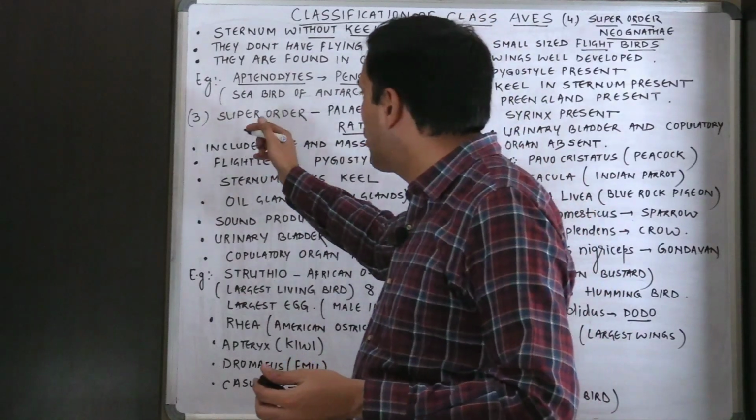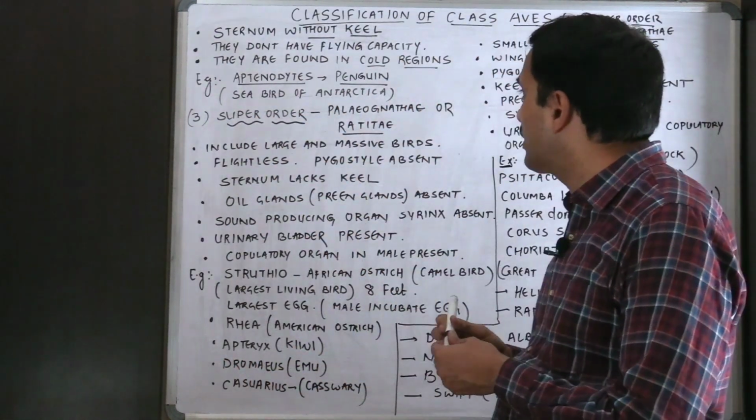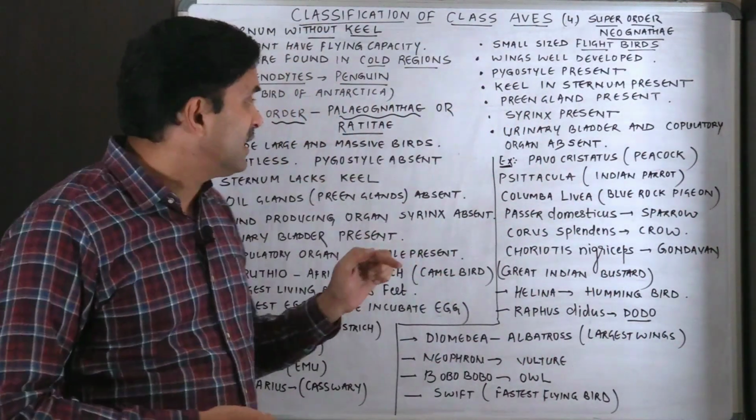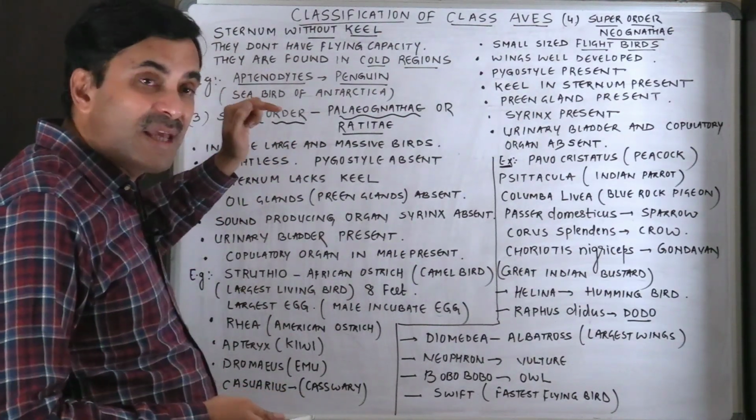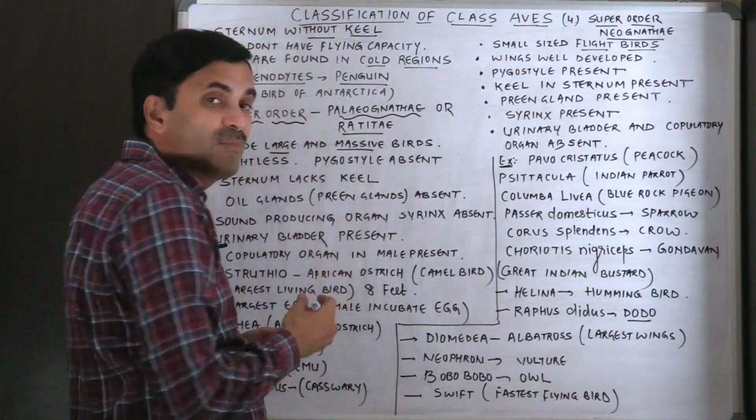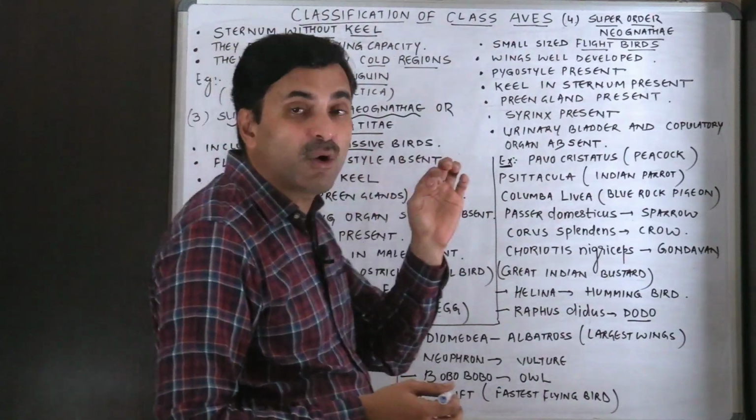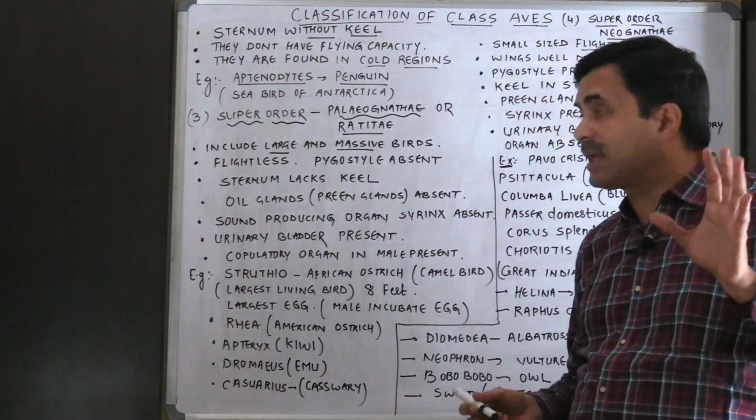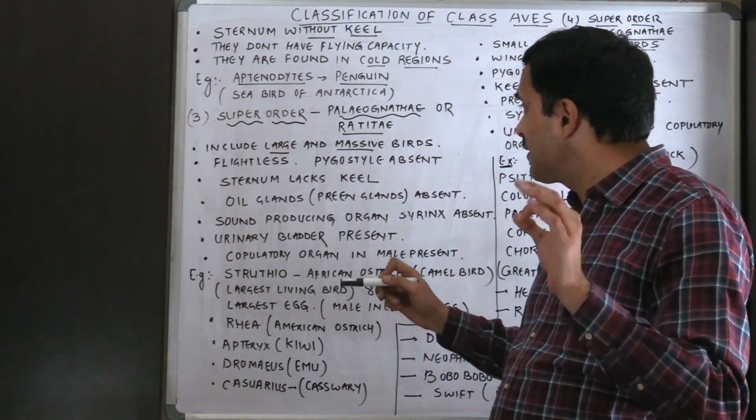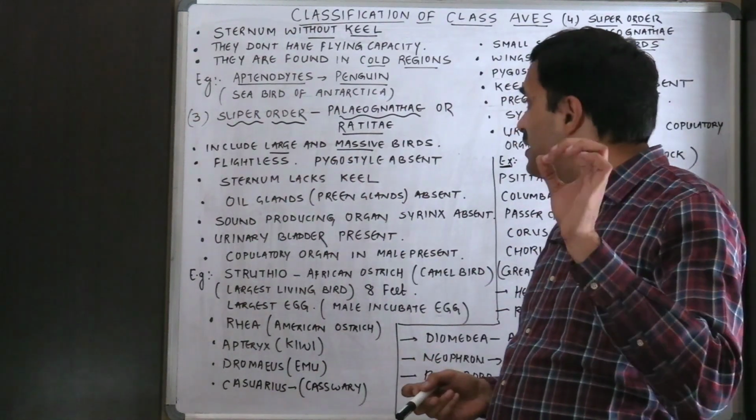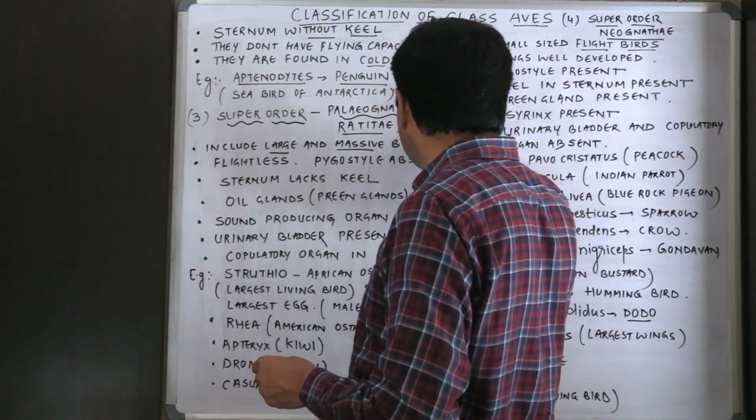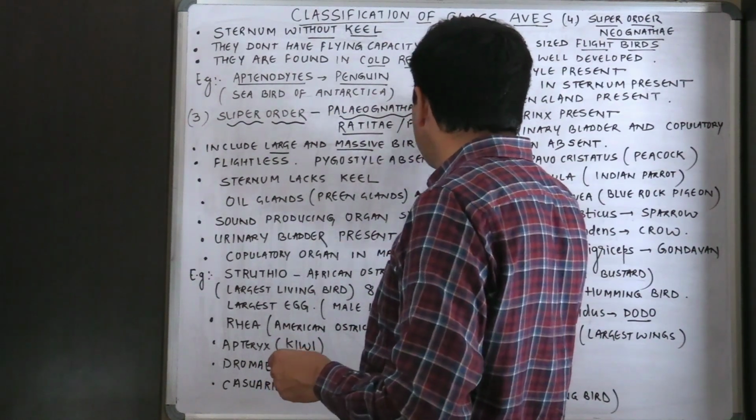Now coming to the third order, and that third order is known as Paleognathi. Paleognathi is also called the Ratitae. What you have to notice here is that they are the largest birds. They include large and massive birds. Actually I am talking about the ostrich. You know very well ostrich is so big. So Paleognathi or Ratitae includes large massive birds. They are flightless, but remember this, that they are very fast runners, though they do not have the flying capacity.